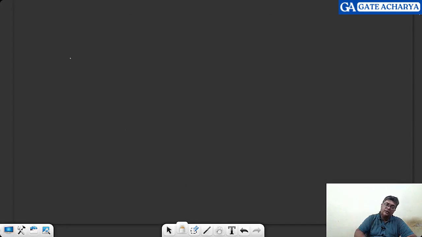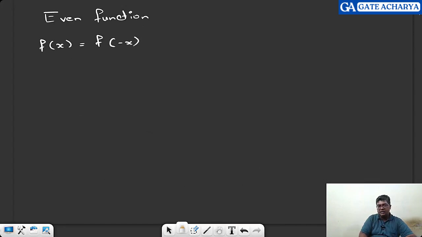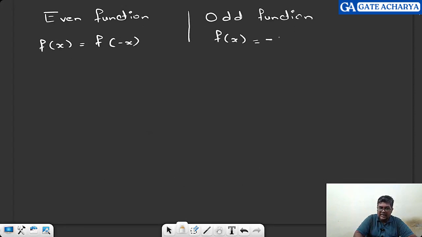So before that, what's an even function? Even function idea is quite easy. What is the condition for an even function? f of x equal to f of minus x. That is an even function. That is, by introducing minus x, I get the same function. What is the definition for an odd function? f of x equal to negative value of f of minus x. That is, when I introduce a negative sign, I get negative value of the original function.